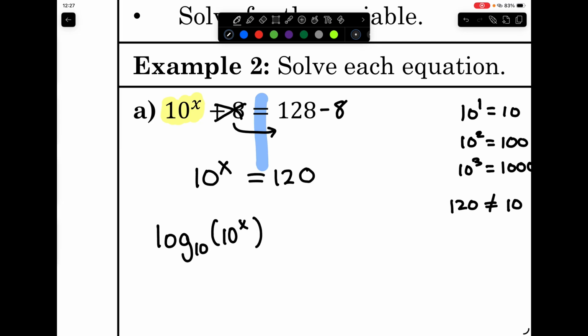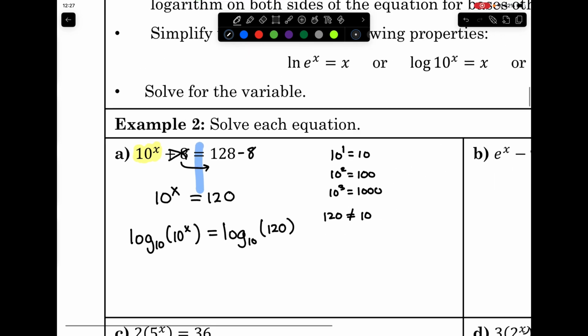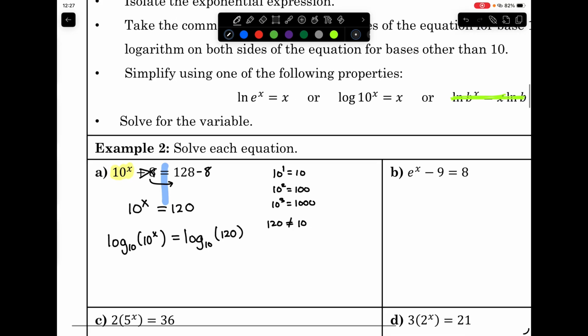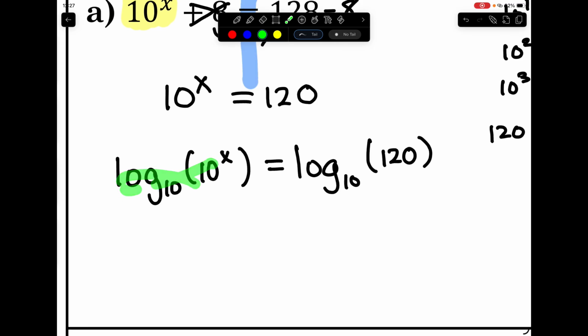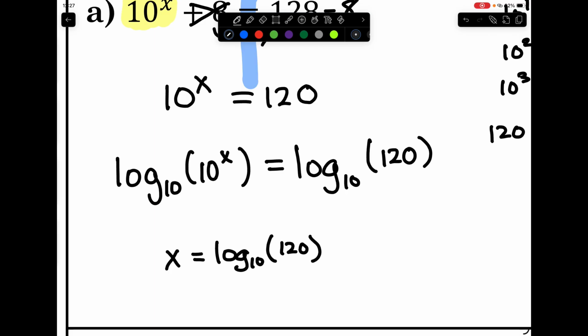Because if I do that to this side, I also have to do it to the right side. So my answer is going to be this. And again, I'm not done with the answer, but because of the basic properties of logs, if I have log base 10 of 10 to the x, my solution is simply going to be x. So this basically cancels out, and the only thing I'm going to be left with is the variable x. So x is equal to the log base 10 of 120. So that right there is going to be your answer.